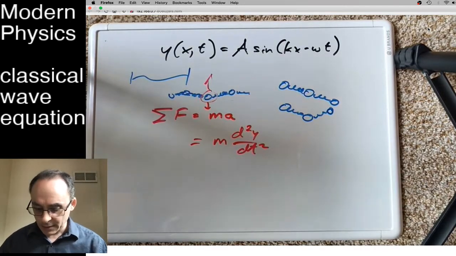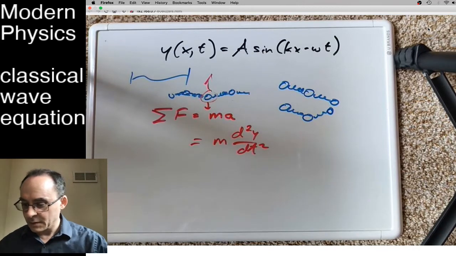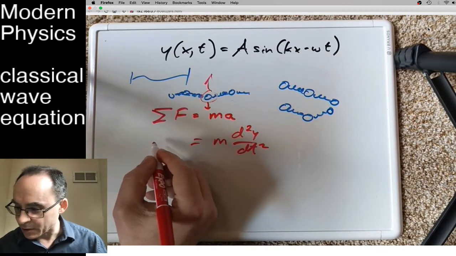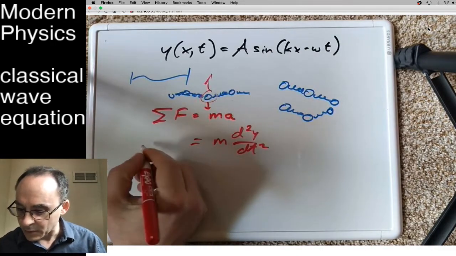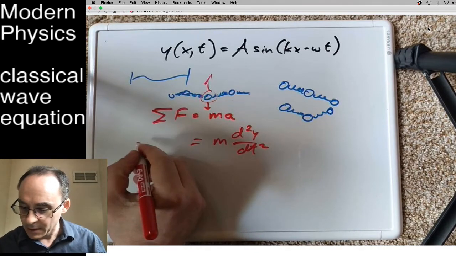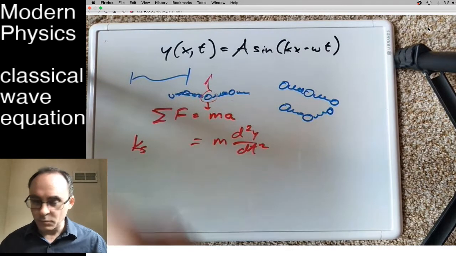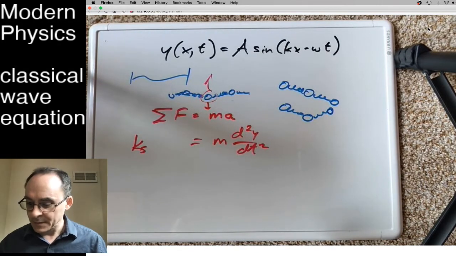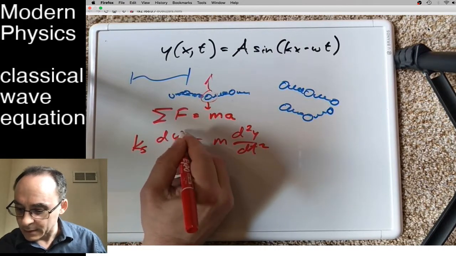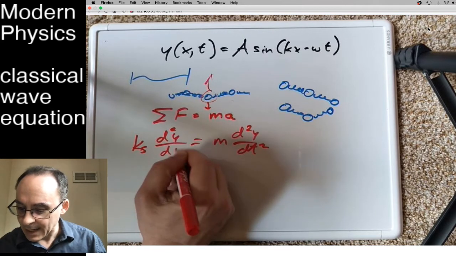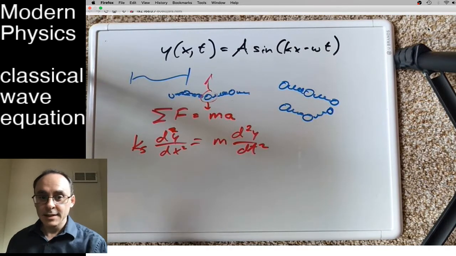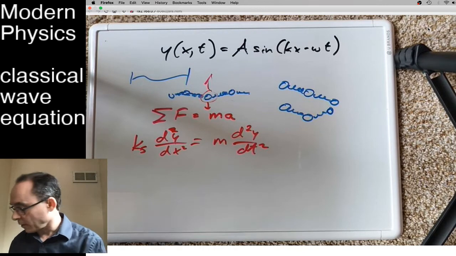So what goes on the left-hand side of this equation is some spring constant, and we use k too much here. I've already used k up here, but I'll call this k, a spring constant. It's not the same as this wave number k up here. So we have whatever describes the strength of the spring, a spring constant, times the second derivative of y with respect to x. And this is the classic differential equation for a wave.